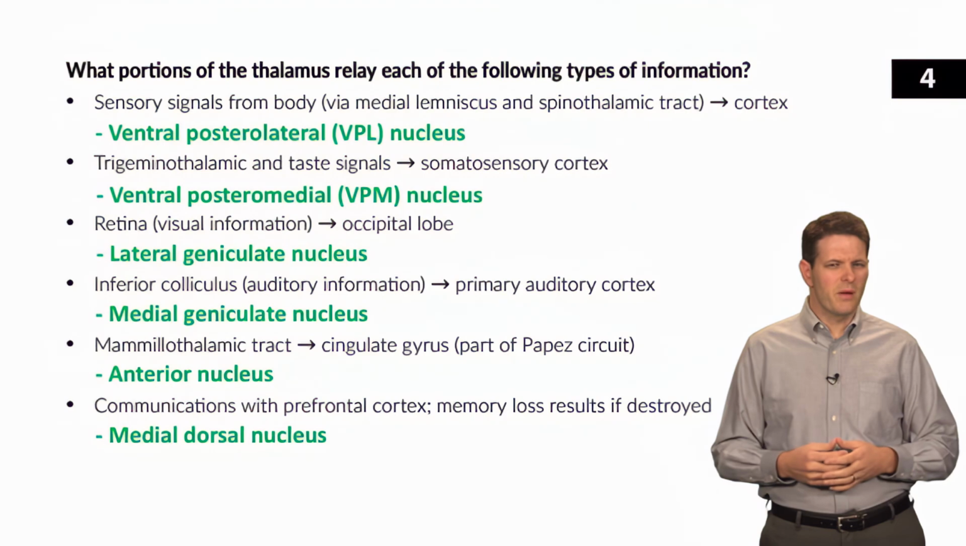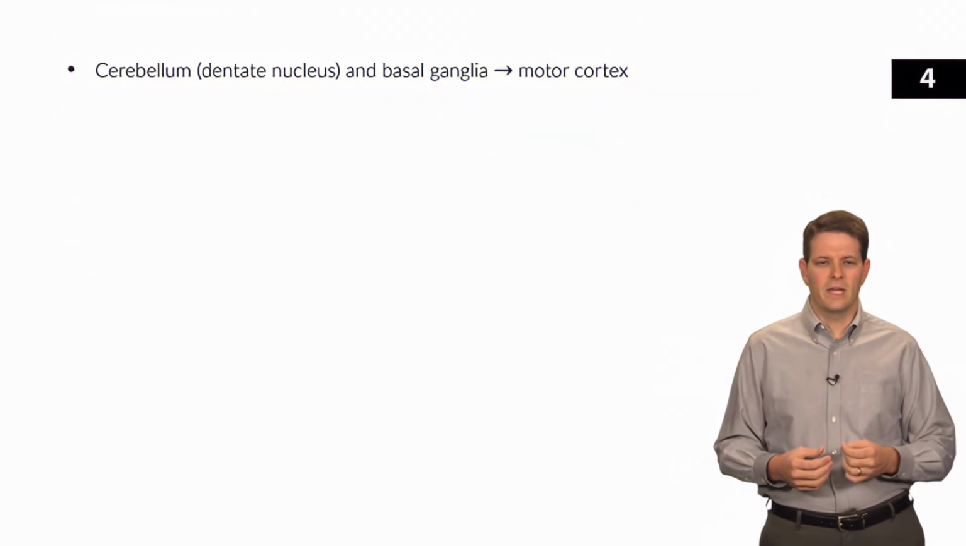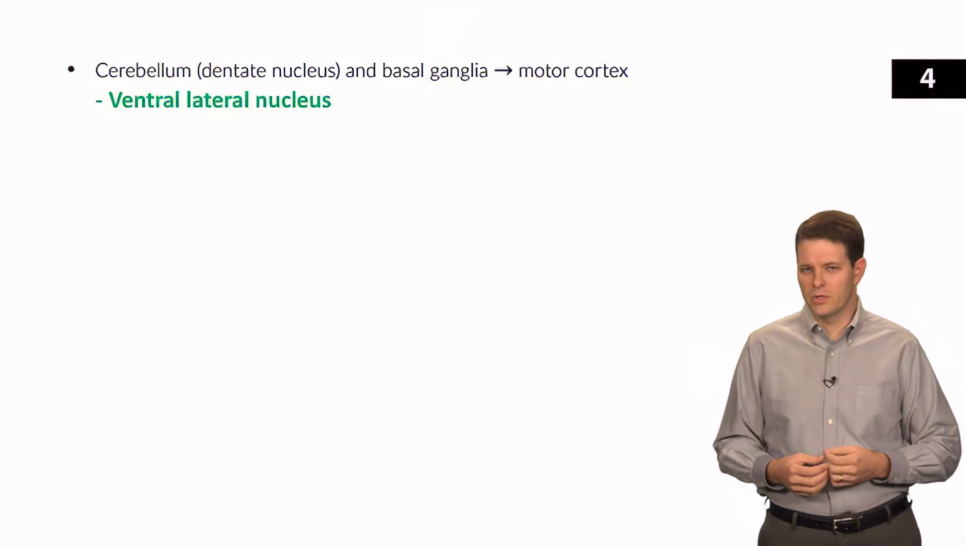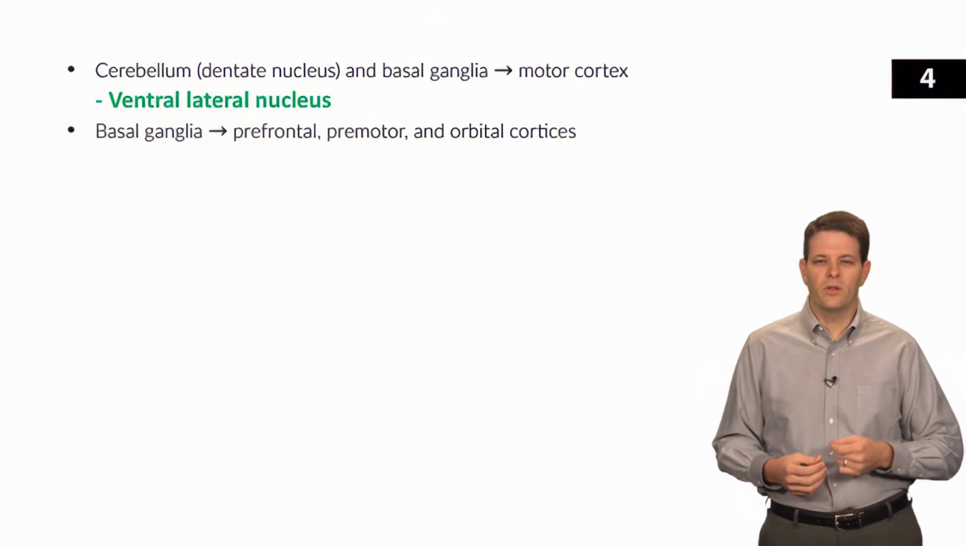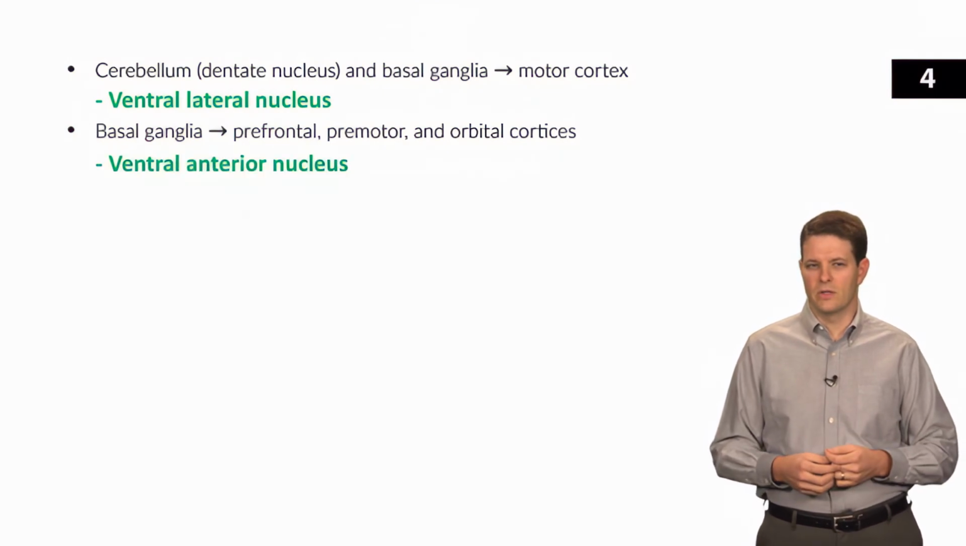But I thought this lecture was about movement. So the dentate nucleus of the cerebellum and the basal ganglia send signals to the motor cortex via the ventral lateral nucleus, which is important for the regulation of movement. And then the basal ganglia send signals to the prefrontal, premotor, and orbital cortices via the ventral anterior nucleus.